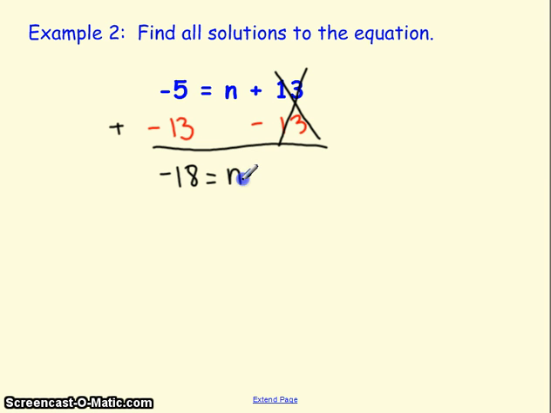So we see that negative 18 equals n, or if you like to have n on the left, you could say that n equals negative 18.